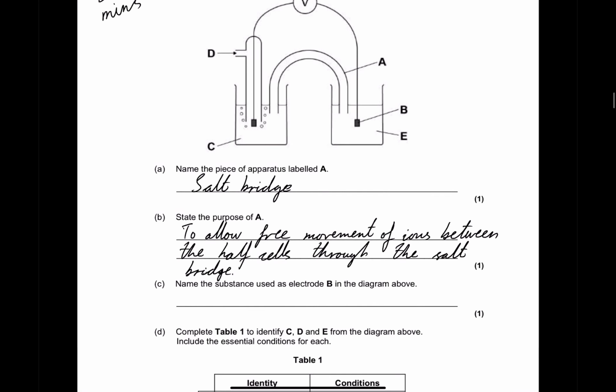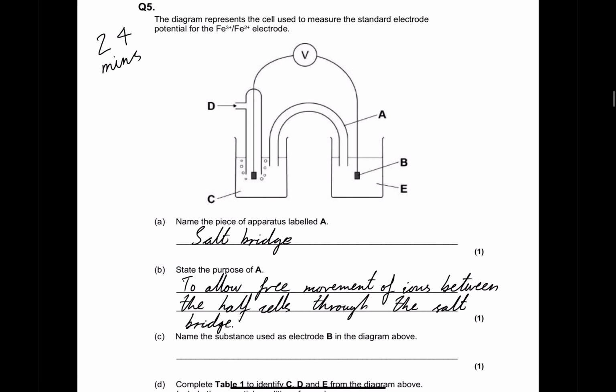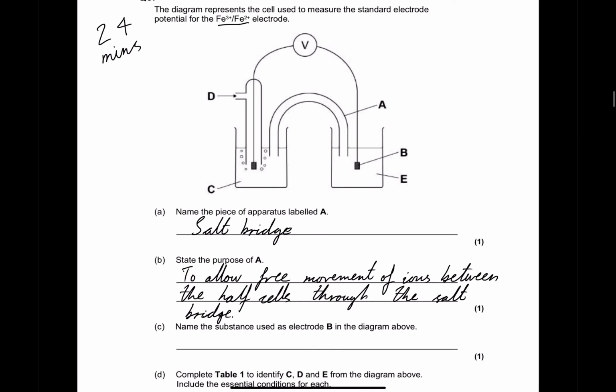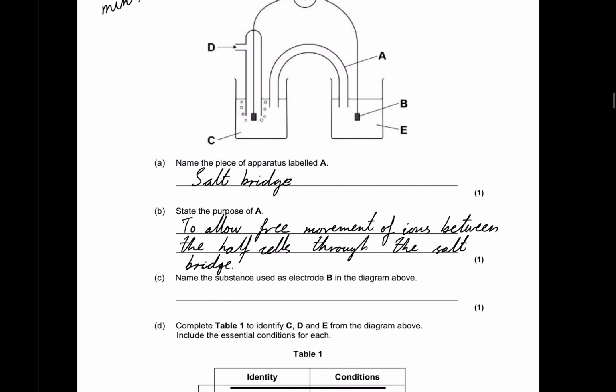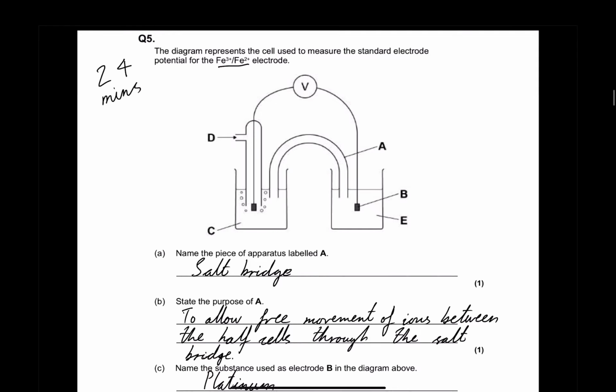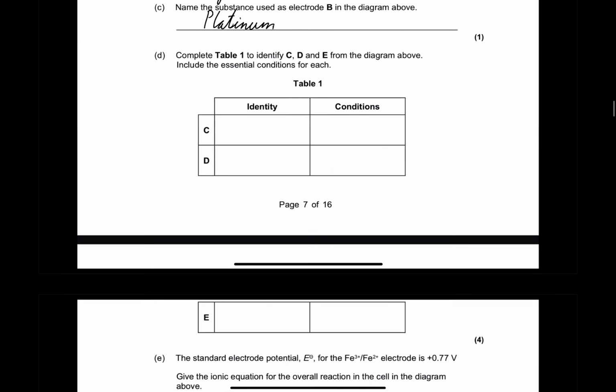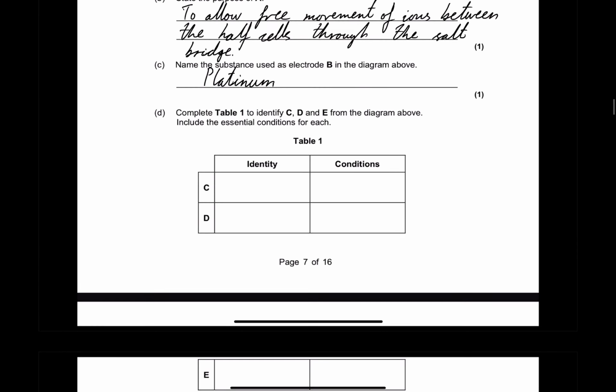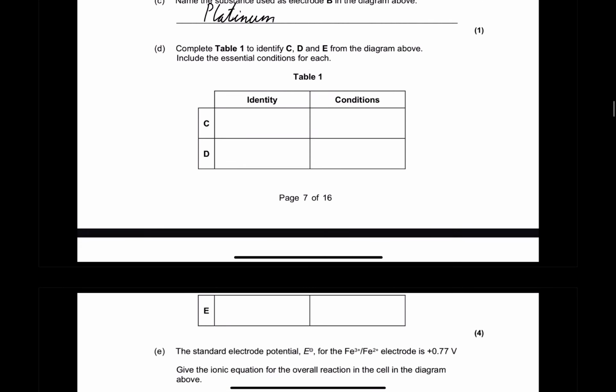Name the substance used as electrode B in the diagram above. It would be platinum, because that's the Fe3+ Fe2+ electrode, and there's no change of state, it's still remaining as a solution here. So it would be platinum, and platinum, as I said before, is a perfect conductor of electricity, so we can use that for that type of reduction, but it's inert, so it won't react with the iron ion.